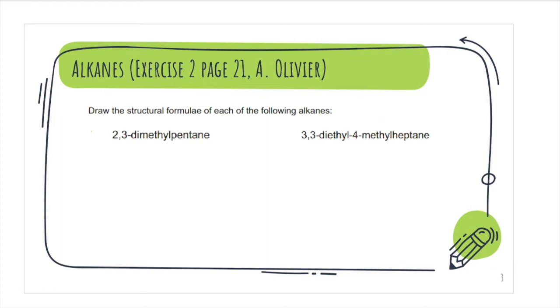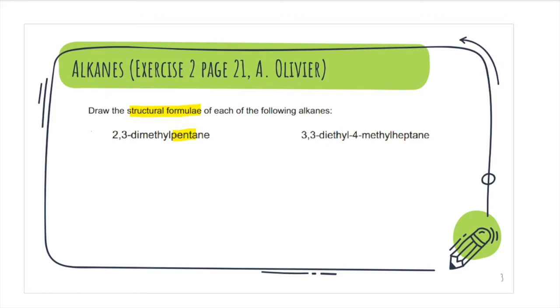We're now going to look at a few examples taken from A. Oliphier's Book 2 textbook on organic chemistry. And here they say, draw the structural formulae of each of the following alkanes. We're going to start off with the one on the left, 2,3-dimethylpentane. Whenever we draw structural formulae, we normally start off by drawing the longest chain.